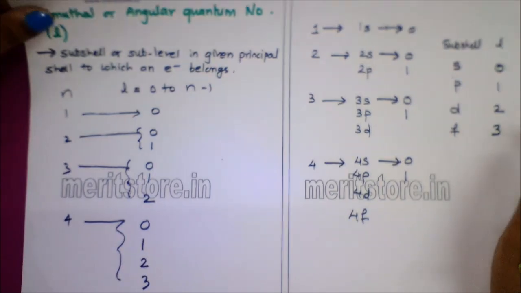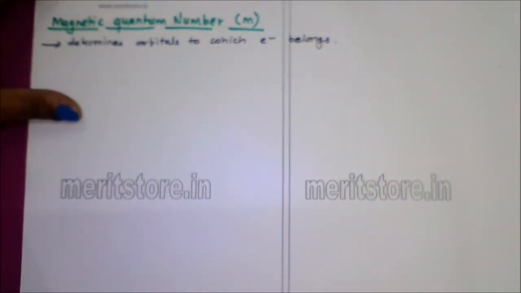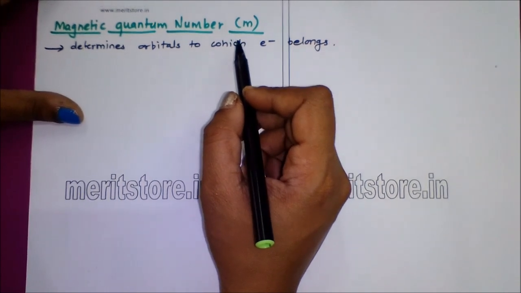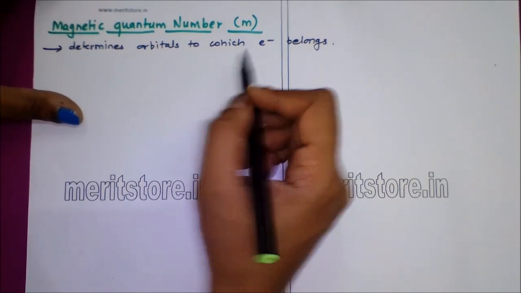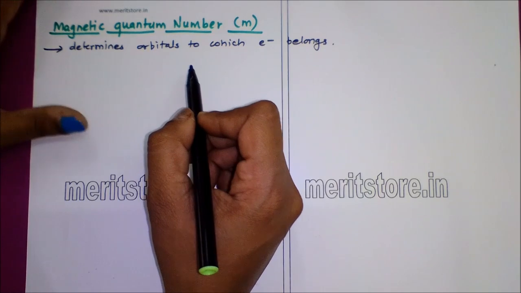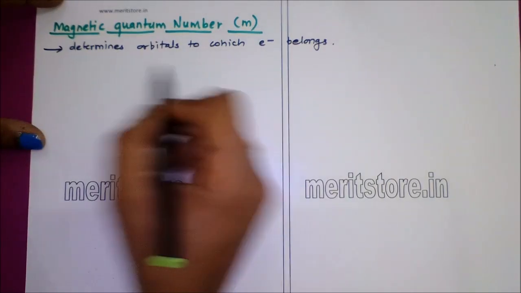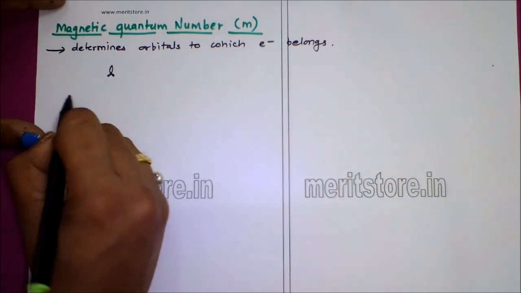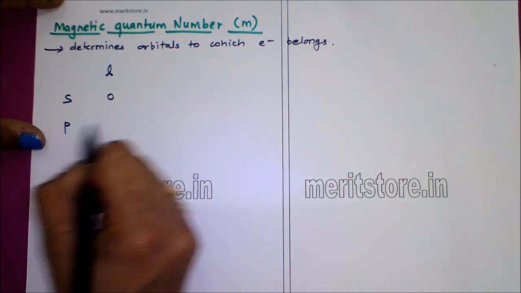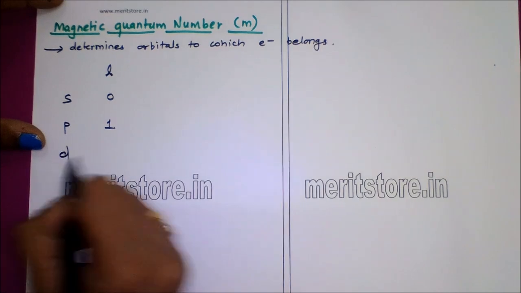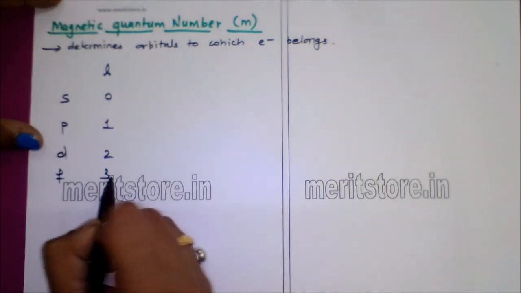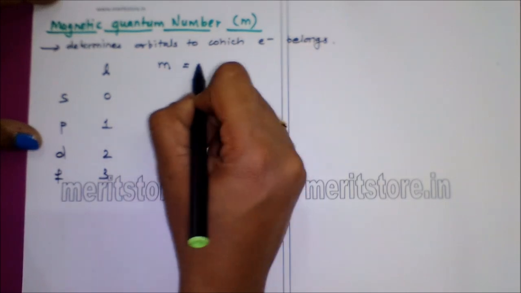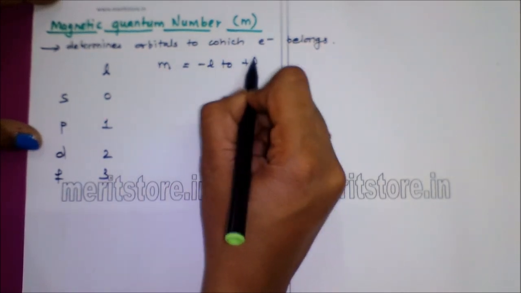it gives us idea about the number of subshells for each shell. The next one is the magnetic quantum number, which is denoted by symbol m. This is also a dependent quantum number because the value of m is totally dependent on the azimuthal quantum number. So let's say for the azimuthal quantum number, we know for s it is 0, for p it is 1, for d it is 2, and for f it is 3. So m can have value from minus l to plus l.